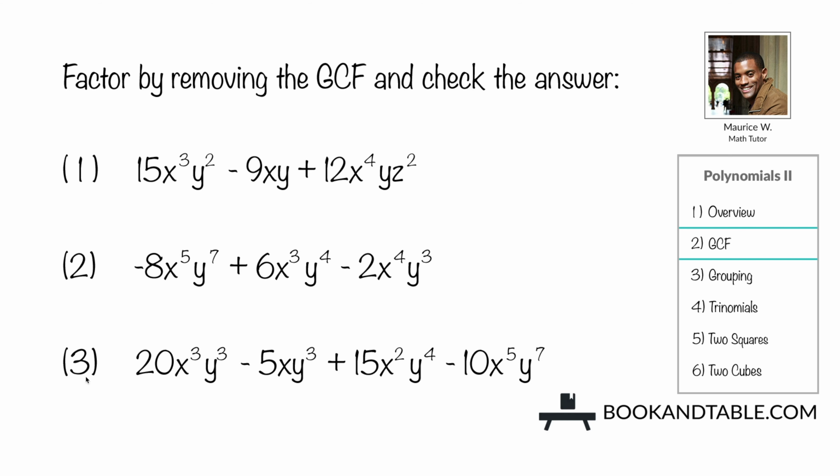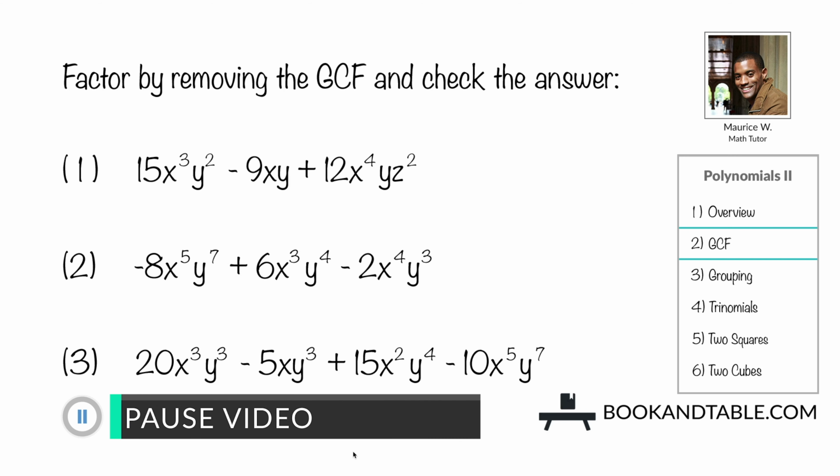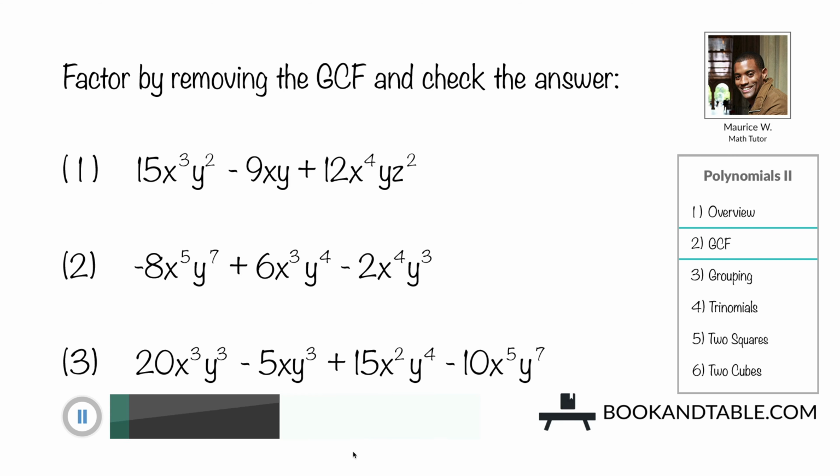In question number 3, factor by removing the greatest common factor of 20x cubed y cubed minus 5x y cubed plus 15x squared y to the fourth minus 10x to the fifth y to the seventh, and then check the answer. Pause the video, answer these questions, and then press play when you are ready to begin.